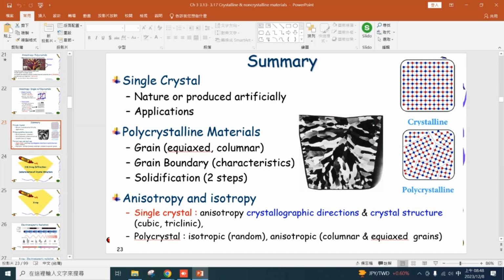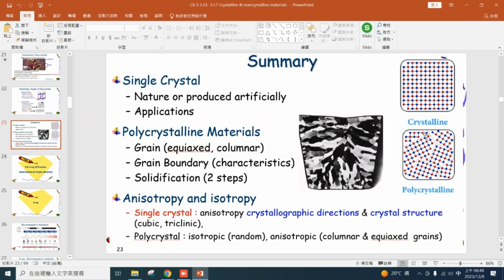The second type is called columnar. Columnar is that, as you can see, the grain looks long. So the property of this direction and this direction will be different. So this is the grain, and between grain and grain there is a boundary we call grain boundary.